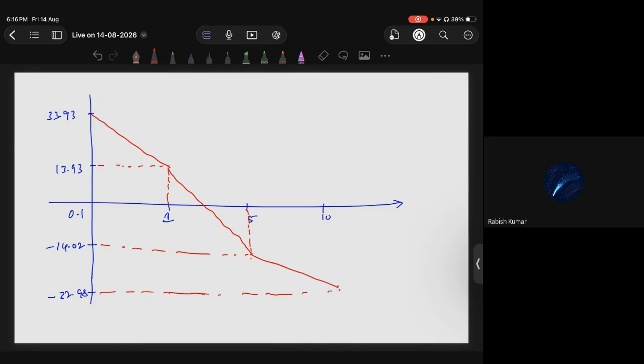Okay, so that's the value. That's the Bode plot, so this is mod Z of j omega in dB. What are the slopes? This is minus 20 dB per decade, minus 40 dB per decade, minus 60 dB per decade. What are the points you'll have? This one is 1 comma 13.93, this one is 5 comma minus 14.02, and this one is 10 comma minus 32.98.